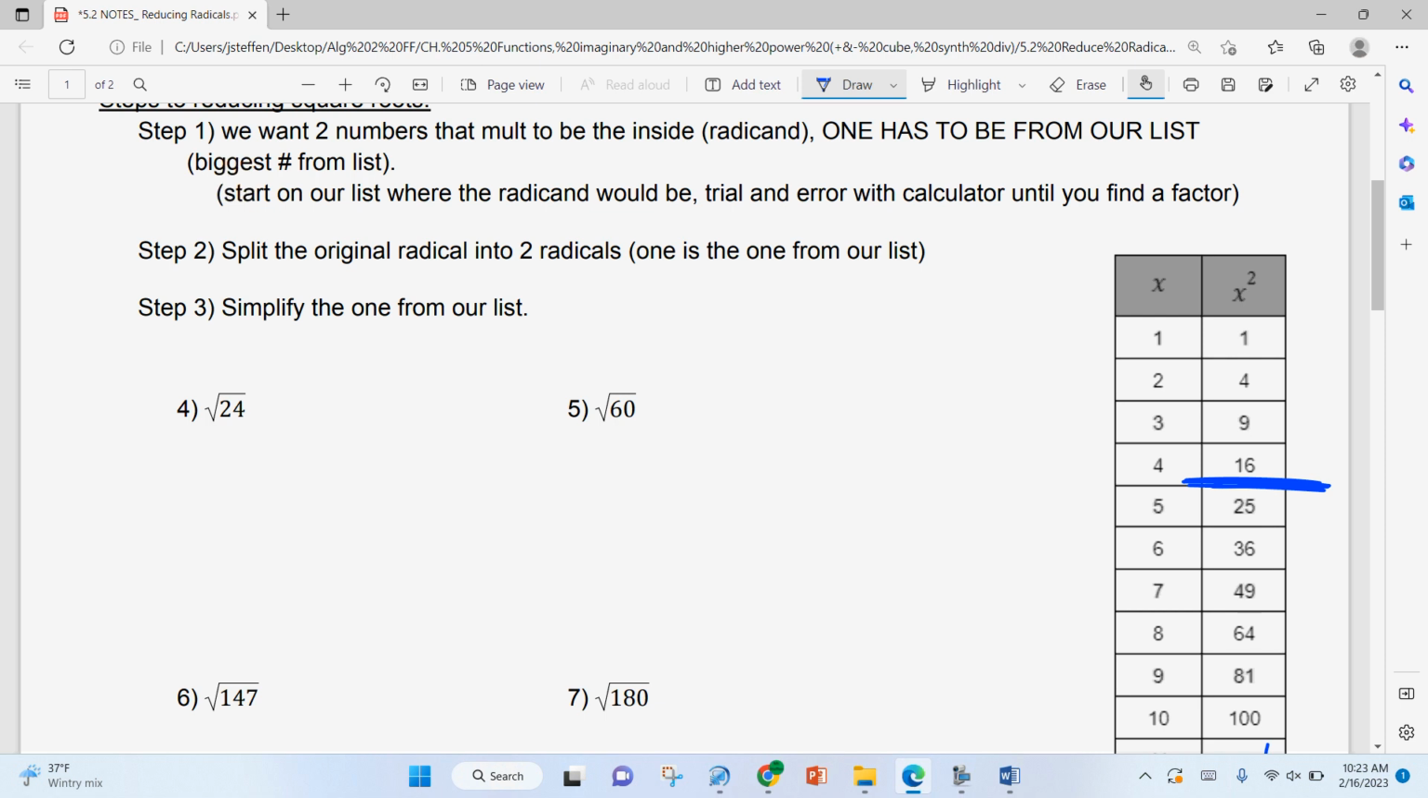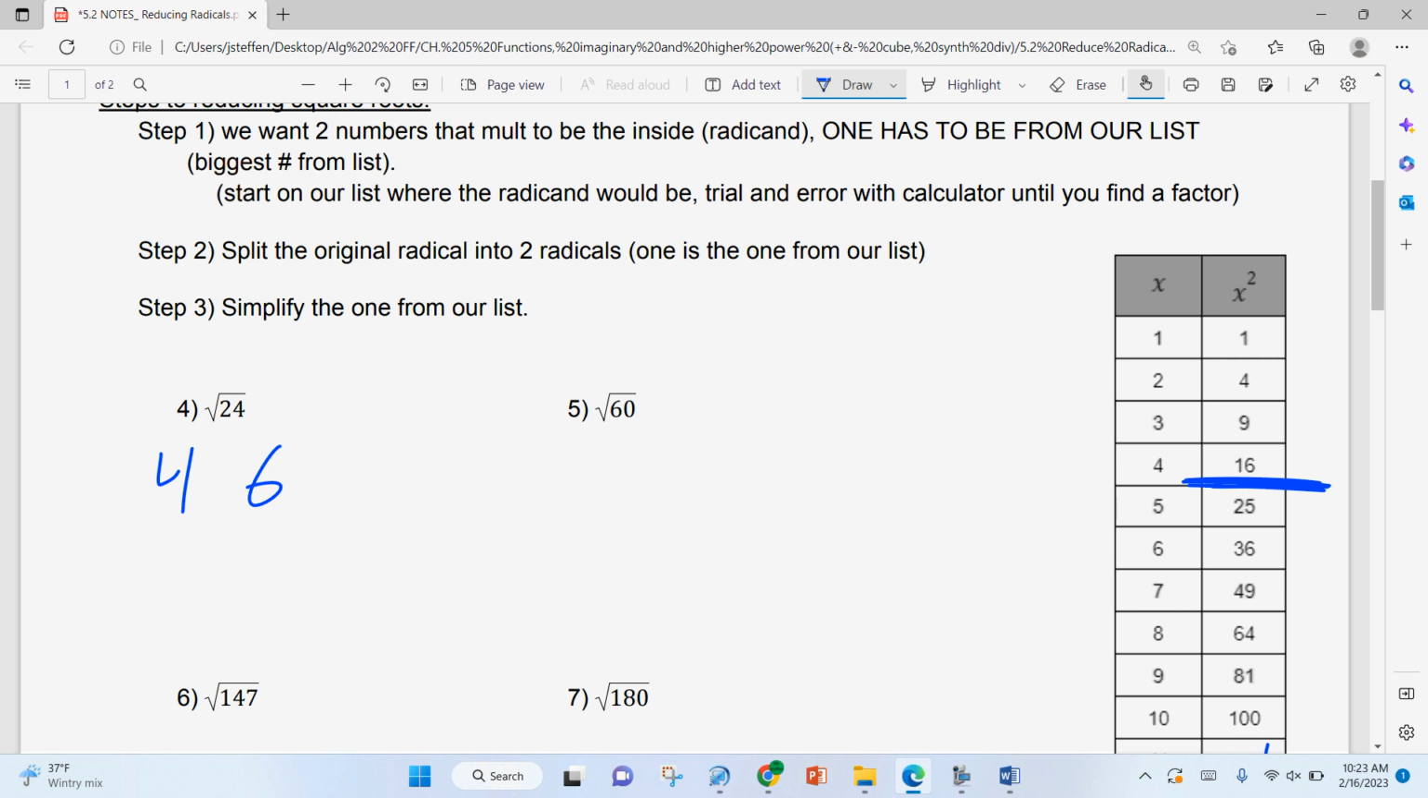So do 24, and when you find 24 divided by 16, see if that gives you a decimal. 24 divided by 9, see if that gives you a decimal. So 24 divided by 16 is a decimal, so that's not going to be it. 24 divided by 9 is a decimal. That's not going to be it. 24 divided by 4 is 6. That's not a decimal, so that's what we're looking for. So we have two numbers that multiply to be 24. One of them is from our list, 4 and 6.